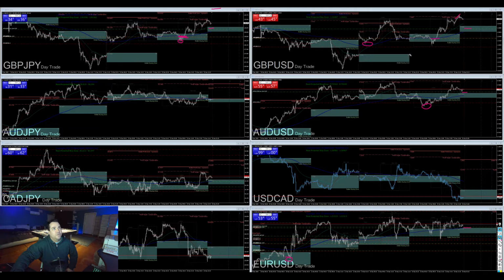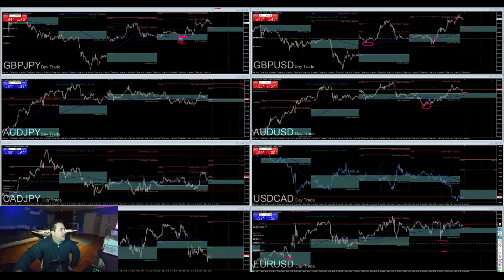I do have reduced risk on all of my trades. I moved my stop up there, moved my stop here. Okay, and all these stops are at break even right now for my euro.